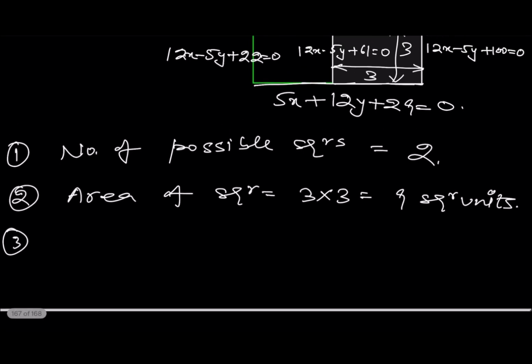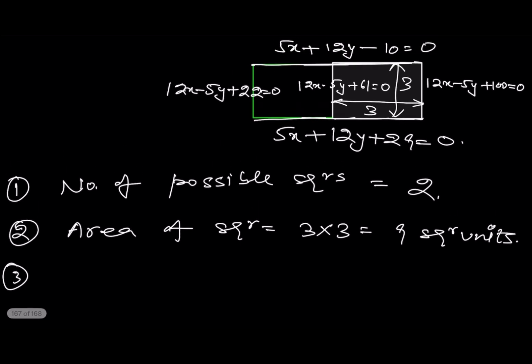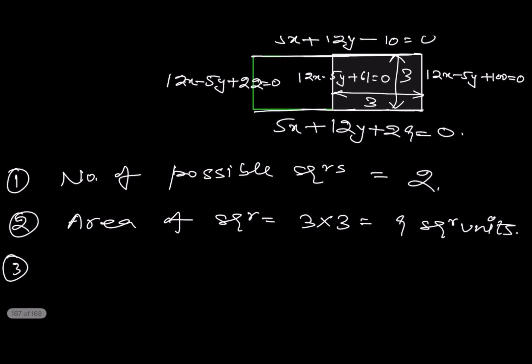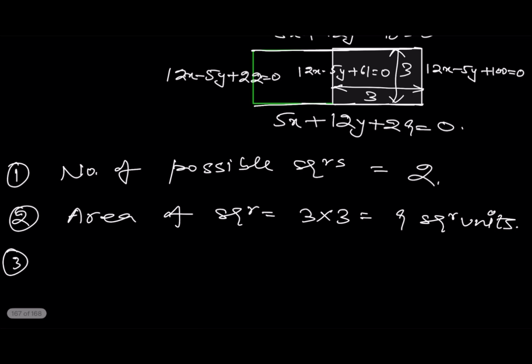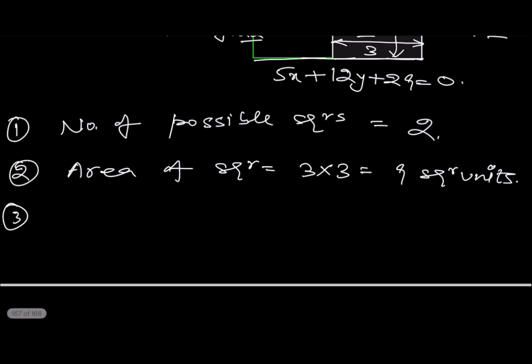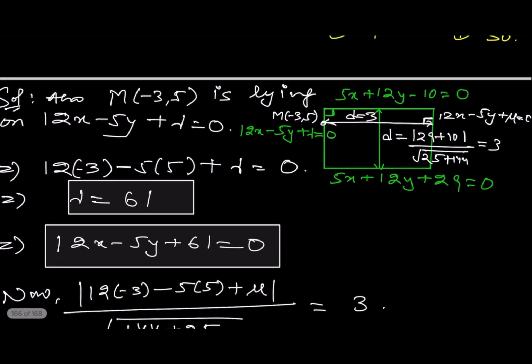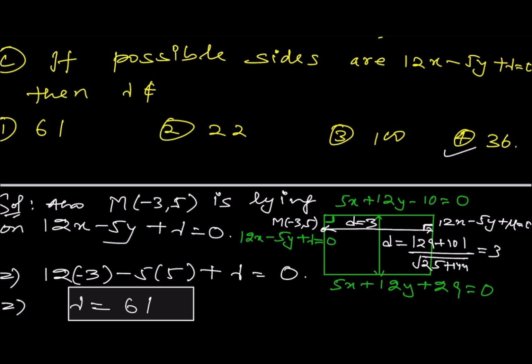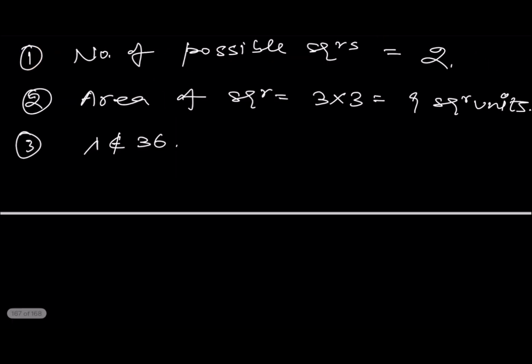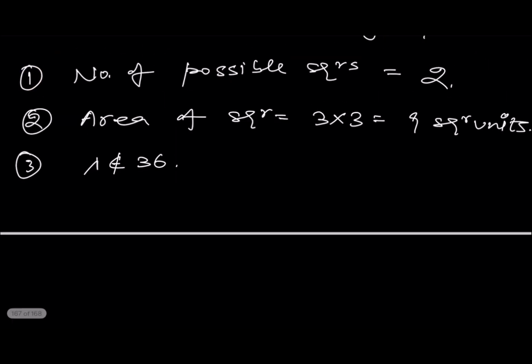And third one, if possible sides are 12x minus 5y plus lambda is equal to 0, then lambda cannot be... So lambda can be 22, lambda can be 61, lambda can be 100. Okay, so lambda cannot be 36, option fourth. Okay, so for today's class, this is all.